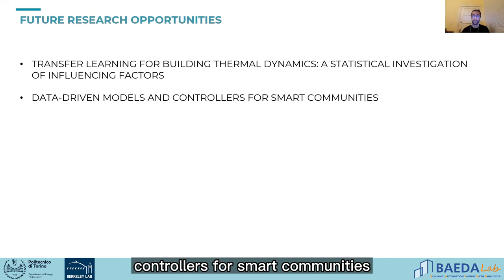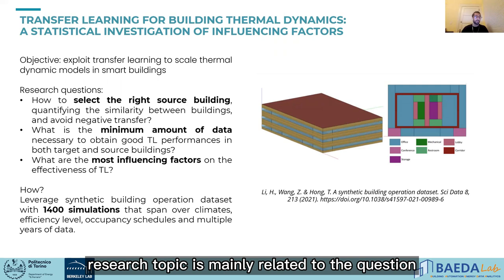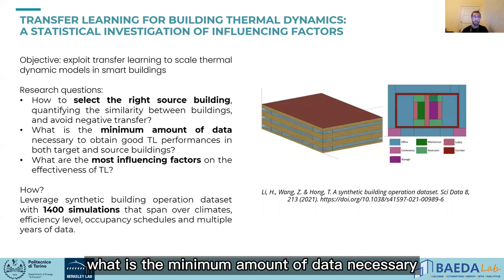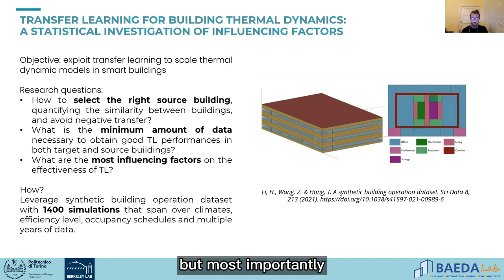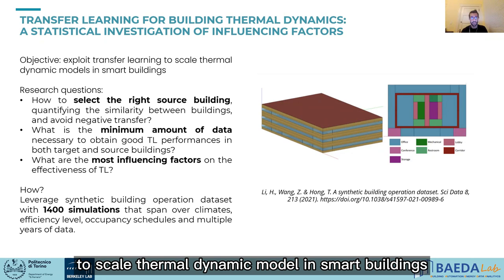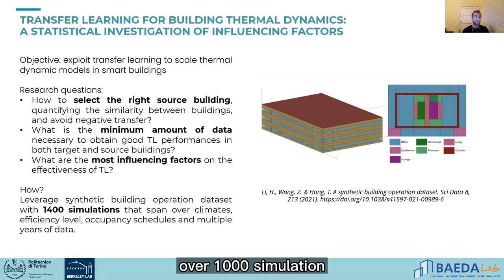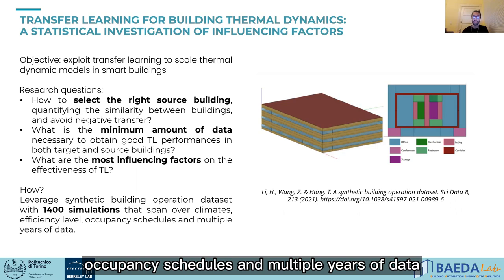The first research topic is mainly related to the questions that we previously introduced: how to select the right source building, what is the minimum amount of data necessary to obtain good transfer learning performance, but most importantly, what are the most influencing factors on the effectiveness of transfer learning? We try to study this question for the application of building thermal dynamics. In fact, we want to exploit transfer learning to scale thermal dynamic models in smart buildings. We are doing so by leveraging a synthetic building operational dataset with over 1,000 simulations that span different climates, efficiency levels, occupancy schedules, and multiple years of data.